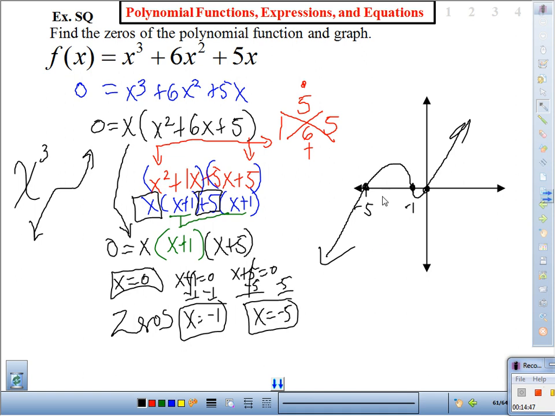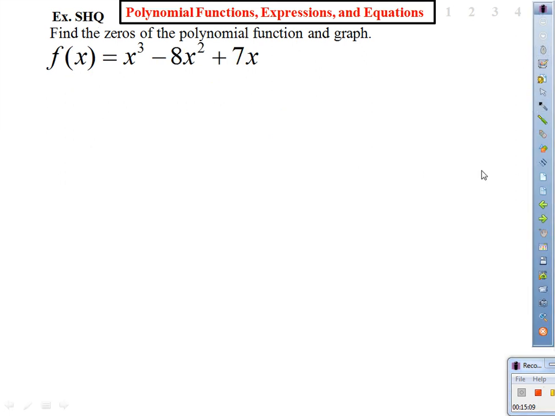Okay. Copy this next one. See if you can do this next one by yourself. Example Shazam Q. f of x equals x cubed minus 8x squared plus 7x. Copy that and go. I'll give you some time.